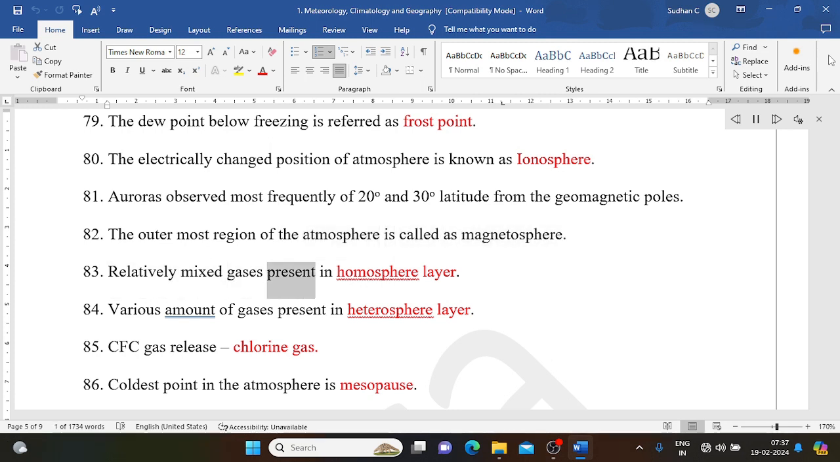Relatively mixed gases are present in the homosphere layer. Varying amounts of gases are present in the heterosphere layer. CFC gas releases chlorine gas.